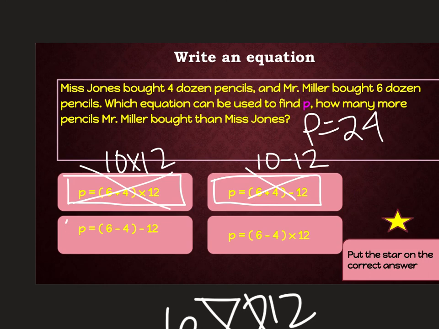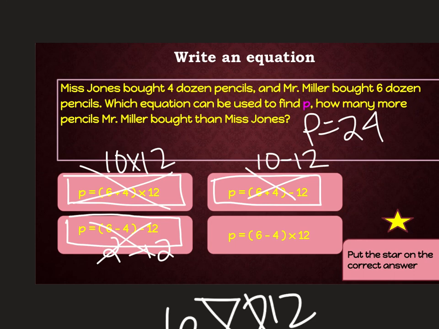Okay, now we'll solve this one. Okay, let's check this one out. 6 minus 4 is 2, and then 2 minus 12. Again, I'm running into the same problem here. That does not make sense, so it cannot be this one.